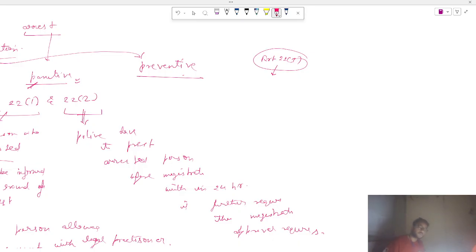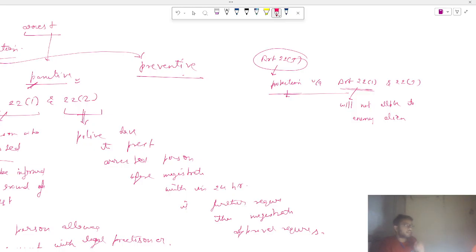So basically, it provides protection under Article 22 clauses 1 and 2, but these articles will not apply to an enemy alien. What are enemy aliens? Basically, persons of a country at war with India. Let's suppose an India-Pakistan war is continuing, and you have arrested a person belonging to Pakistan. Then these safeguards will not apply to that person.